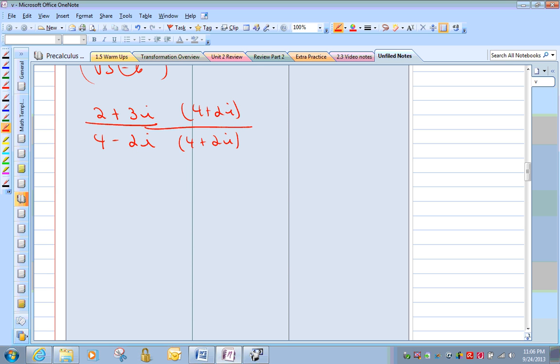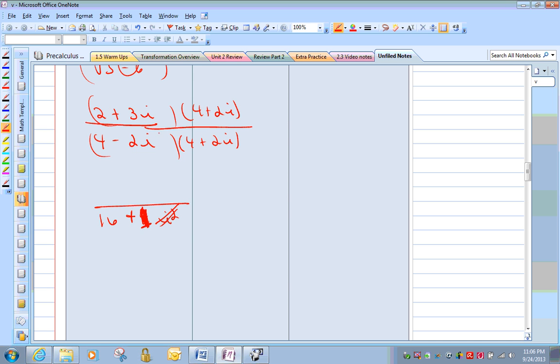All right, let's look at the bottom first. We're going to get 4 times 4, which is 16, and you're going to get a negative 8i and a positive 8i, which would cancel. And then here you go. You have a negative 2i times a positive 2i, that's a negative 4, and you have i times i, which is i squared. That's going to change that to a negative 1, so your negative 4 then would become a positive 4. So plus 4. Sorry about that.